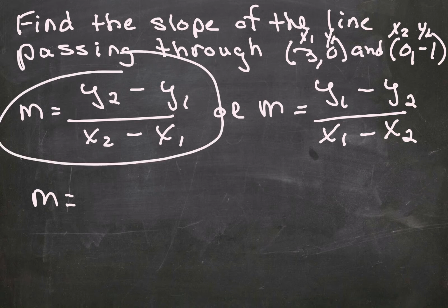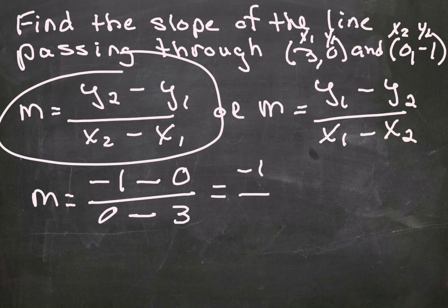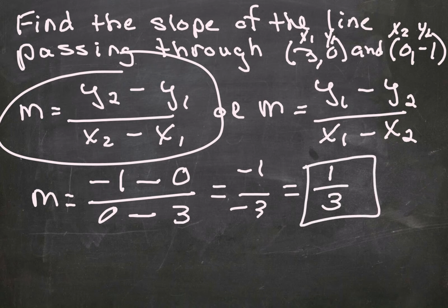So y2, negative 1, minus y1, which is 0, over x2, which is 0, minus x1, which is 3. Negative 1 minus 0 is negative 1. 0 minus 3 is negative 3. Two negatives, when I'm dividing, give a positive, so I get 1 over 3. That would be my slope of the line that passes through the points (3, 0) and (0, -1).